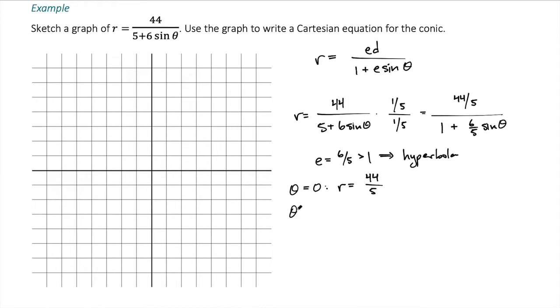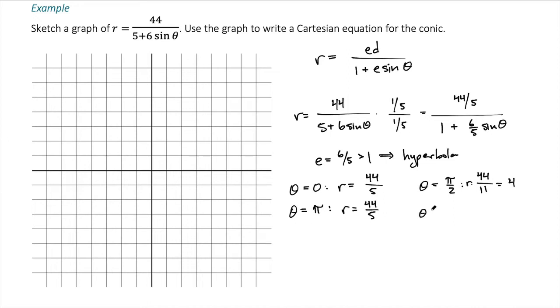If we plug in theta equals pi, I know sine of pi is also 0, so we get the same thing there. We get r equals 44 over 5. We can also then plug in the other two angles. Theta equals pi over 2. And sine of pi over 2 is 1. And so we get 44 over 11. R equals that, which is 4.